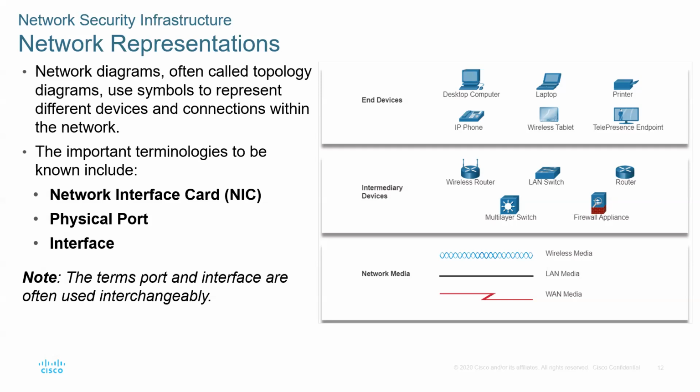So end devices are up at the top, you can see the list of those there. Your intermediary devices are going to be your switches, routers, or firewalls. And then the type of lines that you use for connectivity: typically a dark black line is going to be your LAN media, the squiggly one being your wireless, and the red one there represents a WAN connection. However, that WAN used to mean serial, but these days there aren't many serial interfaces.